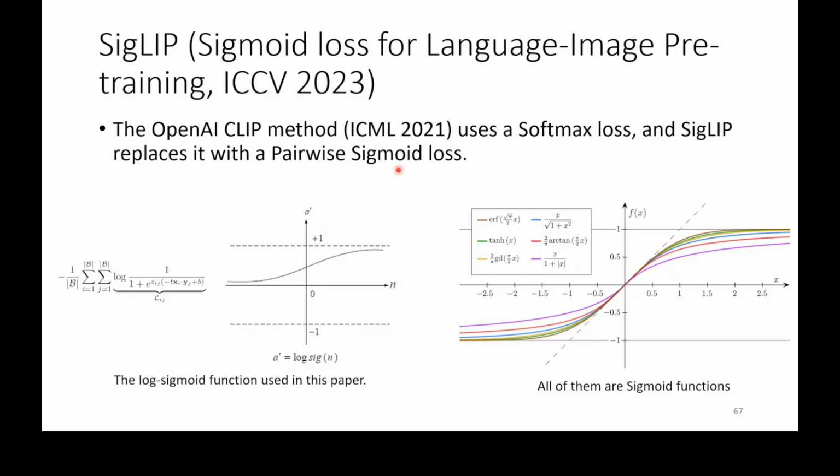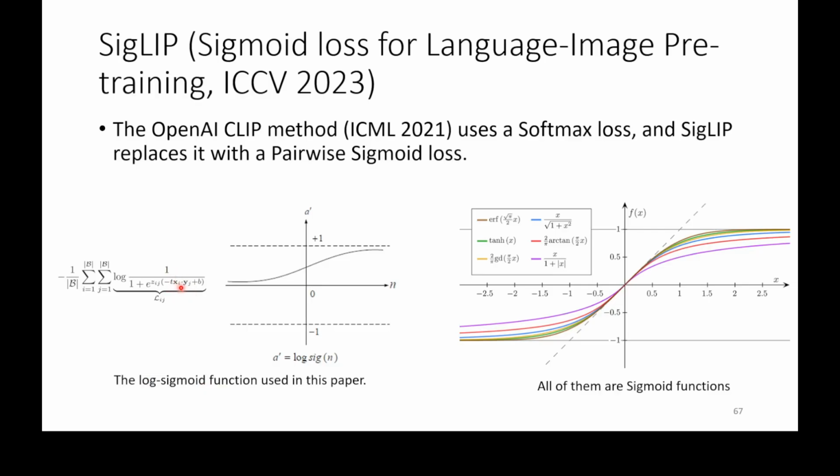Okay, and sigmoid loss. What is sigmoid loss? It's a loss curve. A sigmoid function means the shape of the function looks like an S character. So this is a monotonically increasing function. So they are a family of sigmoid functions. All of them are sigmoid functions. And in this paper, they use the log sigmoid function in this way. Okay, so pay attention to here.